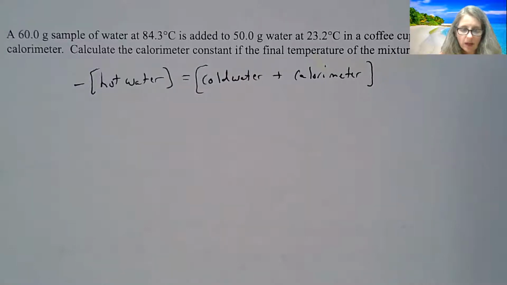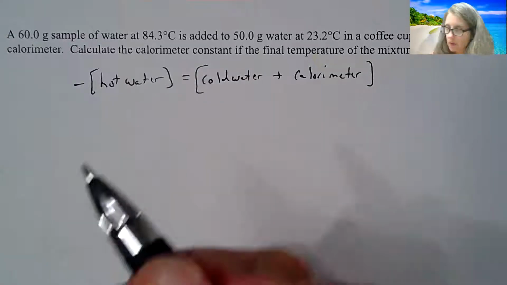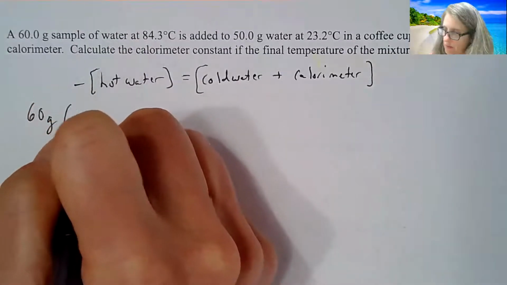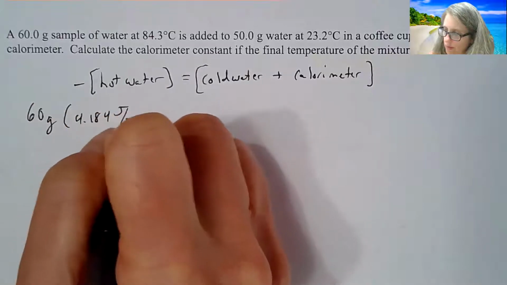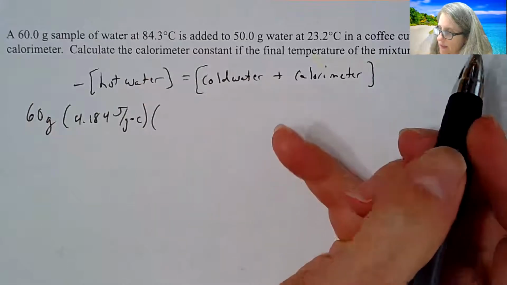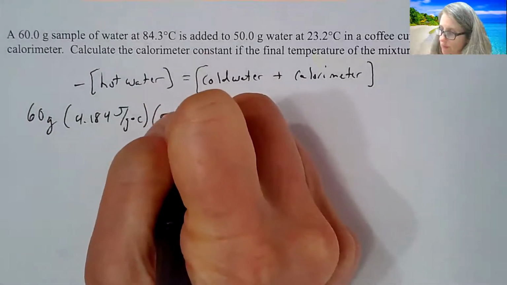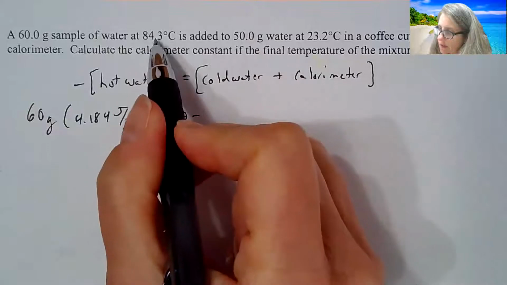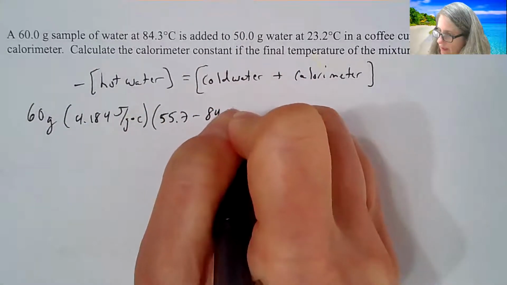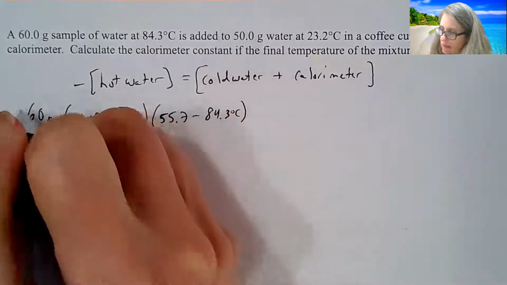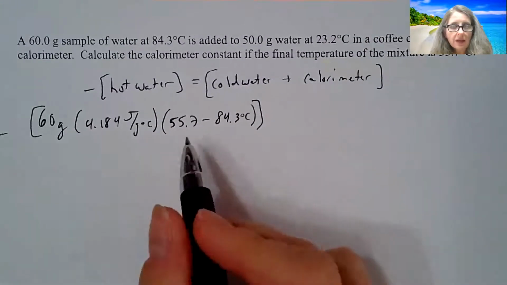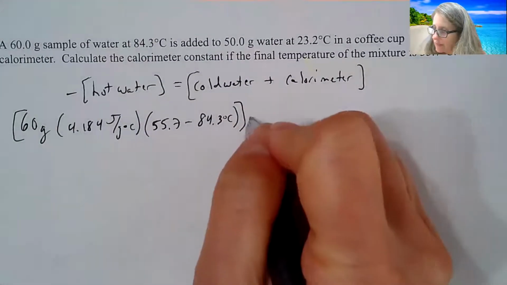So what information do I have about the hot water? I have 60 grams of it. I have a specific heat of 4.184 joules per gram degree Celsius. And then the final temperature is 55.7, and my initial temperature of the hot water is 84.3. So that's going to be over here on the left, and that's all going to be negative due to the fact that that subtraction is going to end up being a negative number.